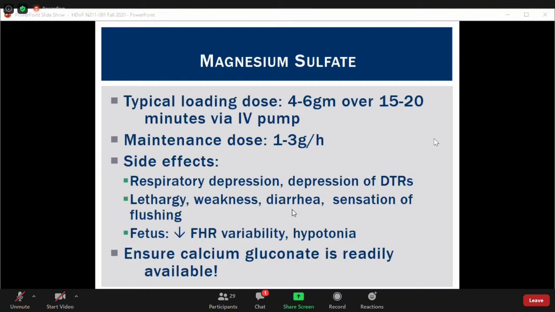When you look at your strip, remember this magnesium is crossing the placenta to the fetus. Professor, sensation of flushing means flushing in the face? Yes. Okay, thank you.